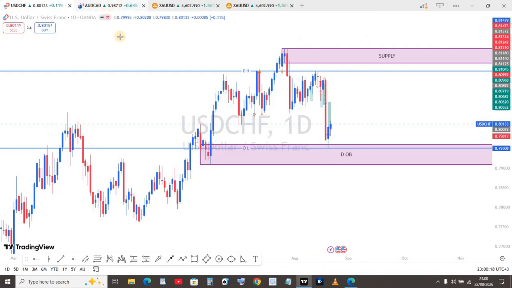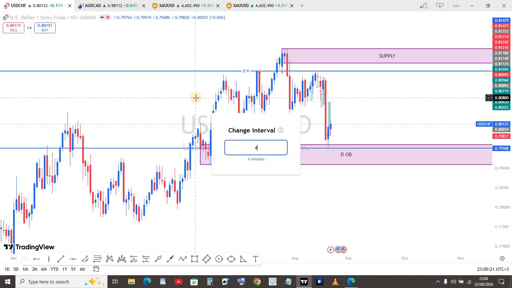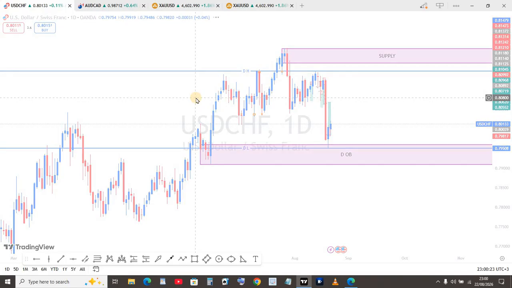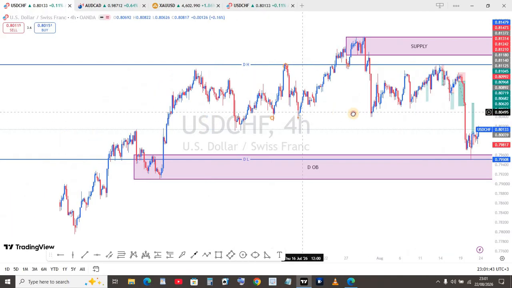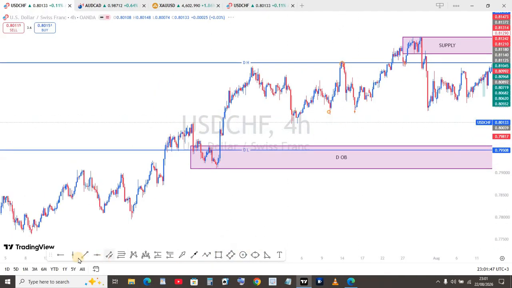So let us zoom into the 4 hour time frame. This is the 4 hour time frame. As you can see, it's now very clear. This is our order block and we have our daily low. On our left hand side, when you look very well, we have a break of structure at this point. That's why I was saying this market was going up. It was bullish. So this is a break of structure.